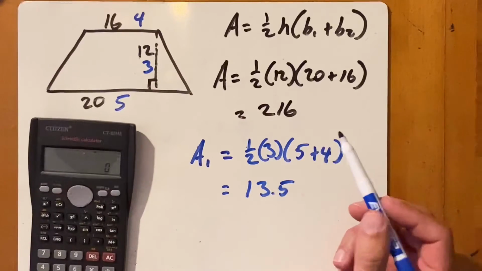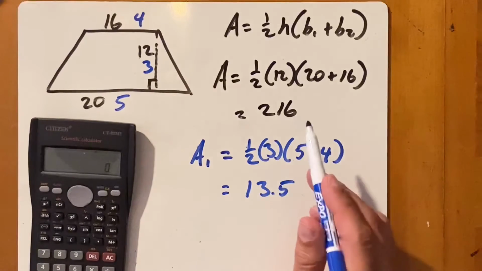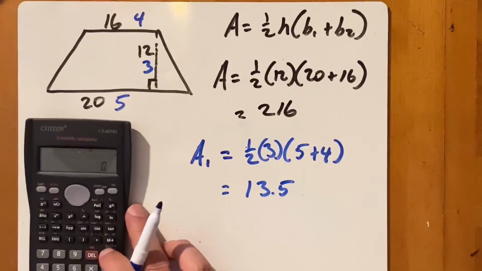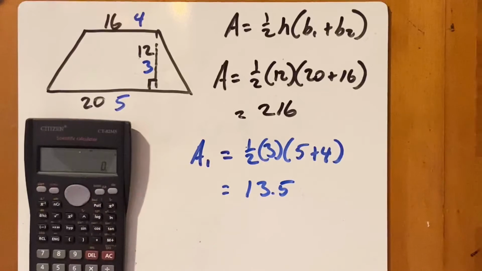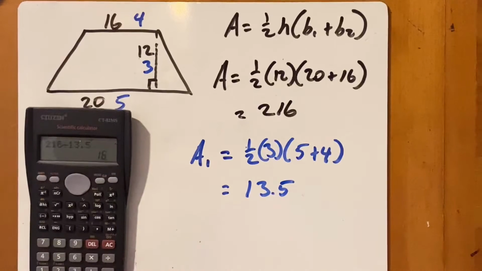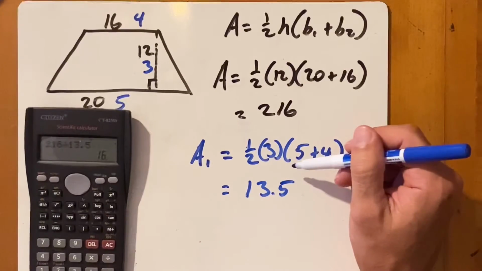13.5 and 216, those are some kind of odd numbers. So we want to figure out what's happening to the area and what's happening to the perimeter as well. So let's talk about the area first. Let's see if 216 and 13.5 divide evenly. So let's divide those together, and I get an even number of 16. So there's a scale factor of 16 here.